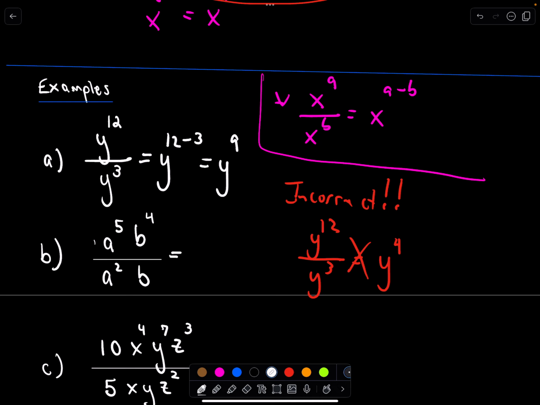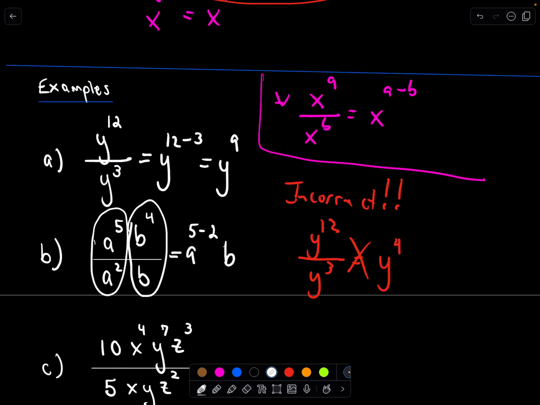Okay, so let's do another one here. A to the 5th times b to the 4th over a squared times b. So I'm going to separate these into 2 separate little questions. So a to the 5th over a squared, I take that exponent of a raised to the power of 5 minus 2, and then I would have b raised to the power of 4 minus 1. And if we simplify, that's just going to leave me a to the 3rd power and also b to the 3rd power. Be careful, my a's tend to look like 9s sometimes. That is supposed to be an a.